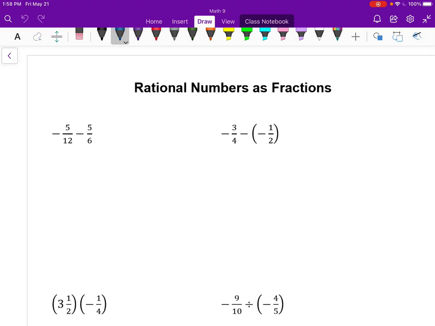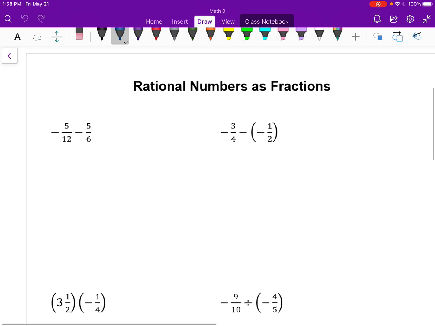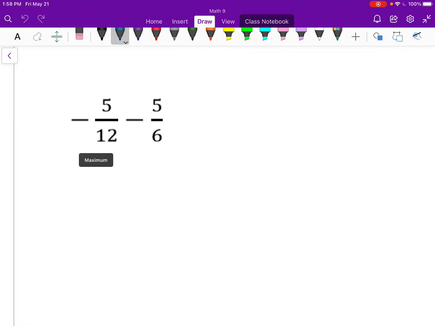Right, so continuing our work with rational numbers. This time the focus is on fractions, and I just want to look at some different operations involving fractions with negatives. That's the main difference between what we were reviewing a few lessons ago. And I have just 4 examples here, so let's look at this one right here.